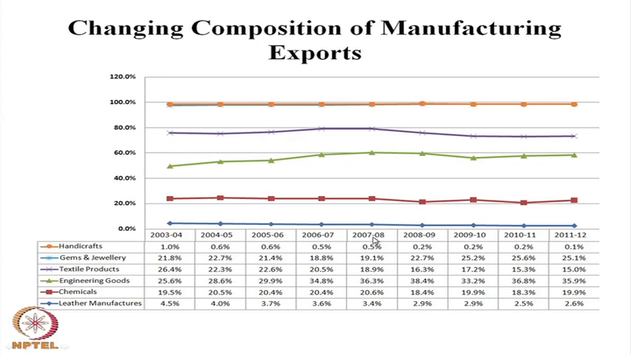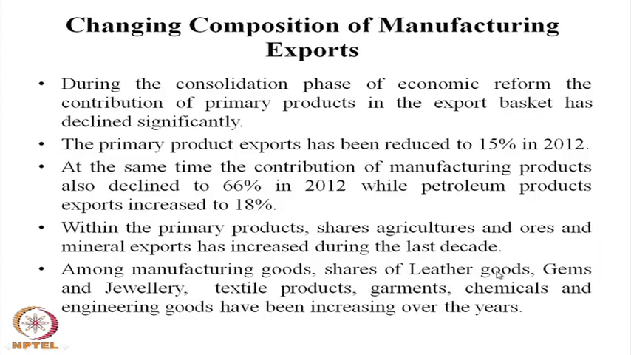If you see 2007-8 onward, there has been a decline in the export sector, and this decline is primarily because of the recession in the world market. And if you see the changing composition over the last 10 years, there has been a significant change in the export basket. We generally call these 10 years the phase of consolidation of Indian liberalization. The economic reform has contributed to the decline of primary product export, and value added product export has increased significantly. Primary product share declined to 15% in 2012. At the same time, the contribution of manufacturing product has increased.